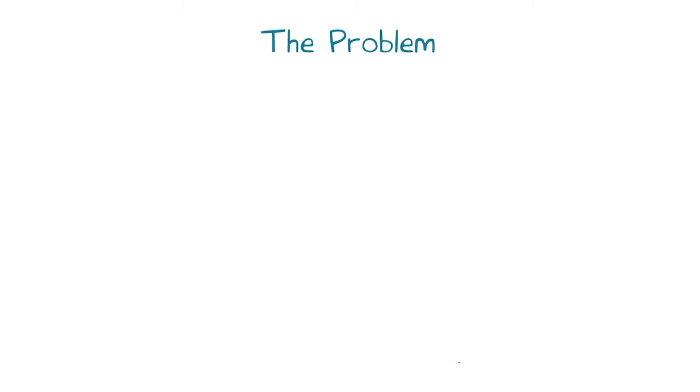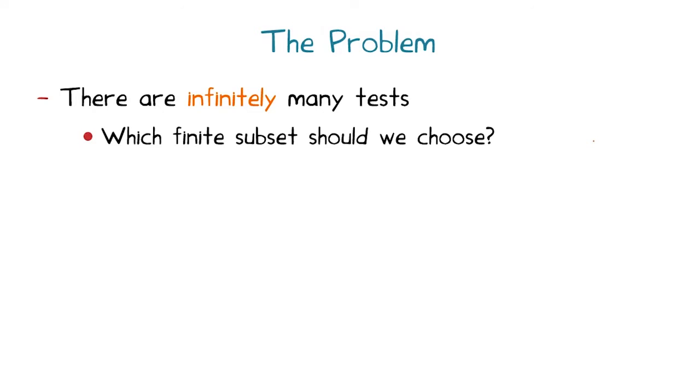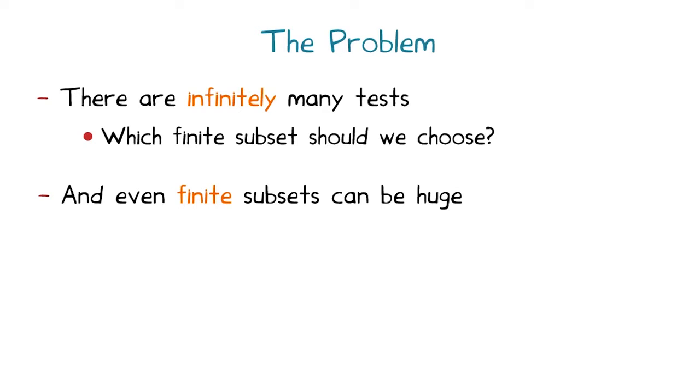We alluded to this problem previously in the course. There are potentially infinitely many tests we could run on a given piece of software, but we only have the ability to run a finite number of tests. And even if we restrict ourselves to tests of a finite size, the space of possible tests can become astronomically large very quickly. We need to choose a subset that is concise and diverse.